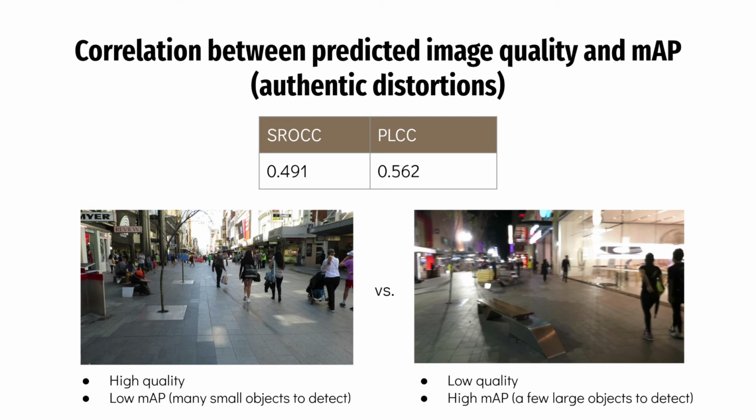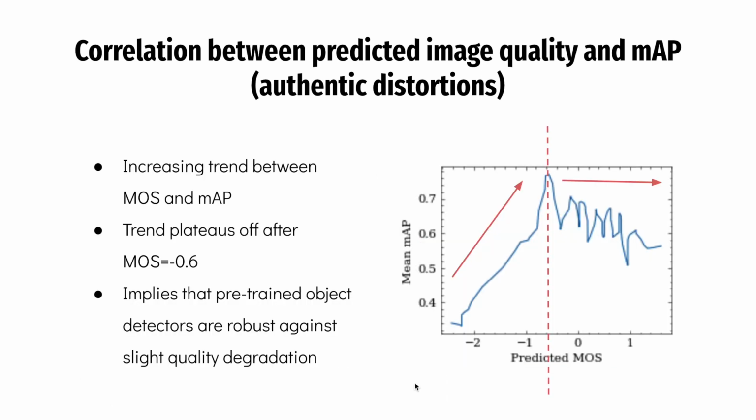This is because the image content is not being held constant. MAP can be affected by many factors other than quality, such as the number of objects and the size of objects. There is still a positive correlation between MAP and quality though, up to a certain threshold quality. This is possibly because the detectors are pre-trained on ImageNet and hence robust against some level of quality distortions.